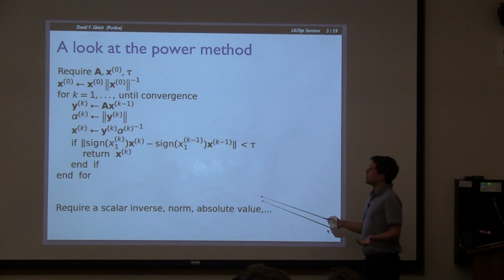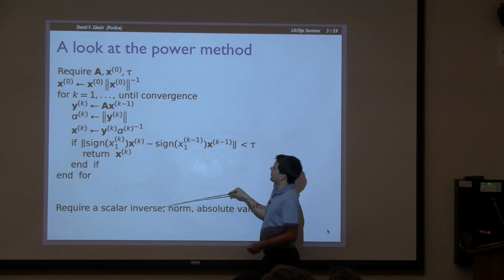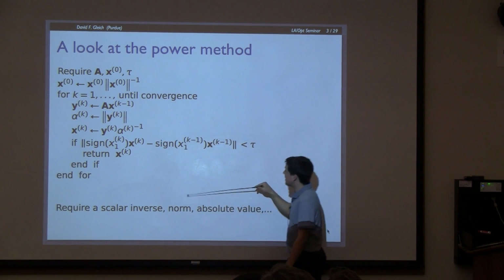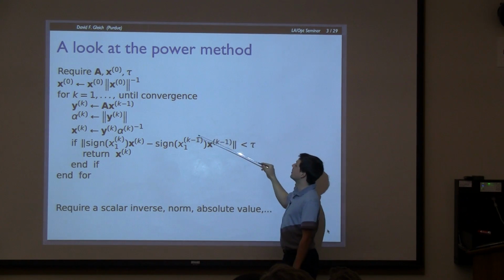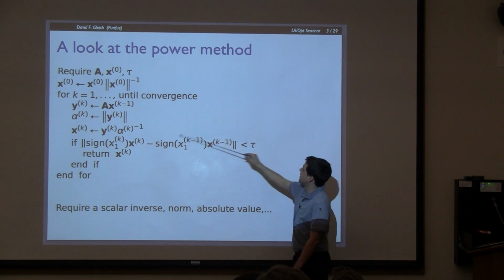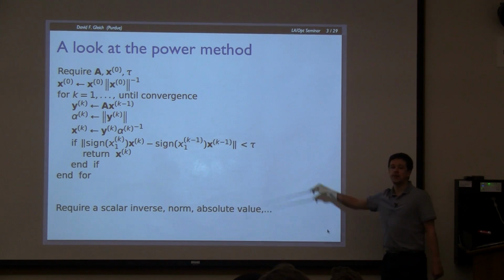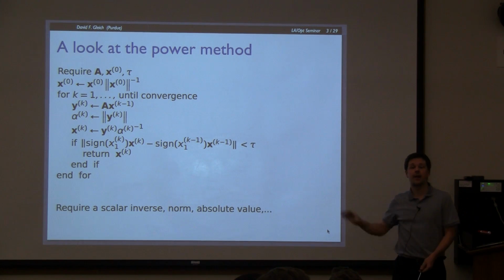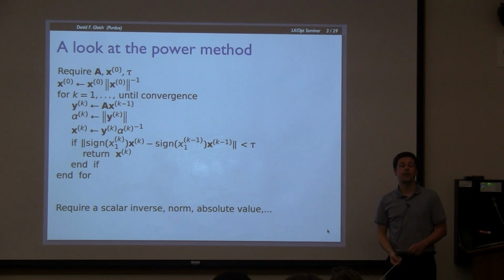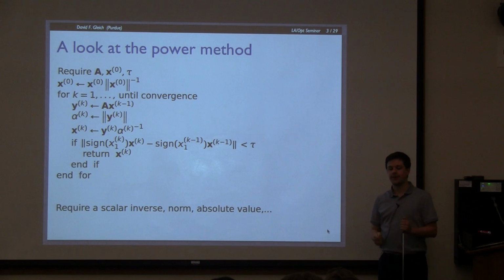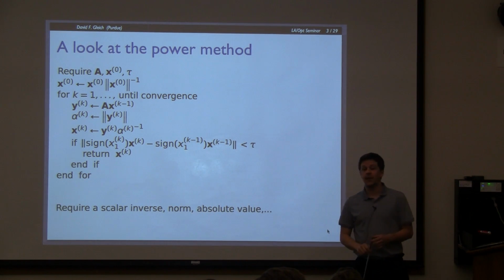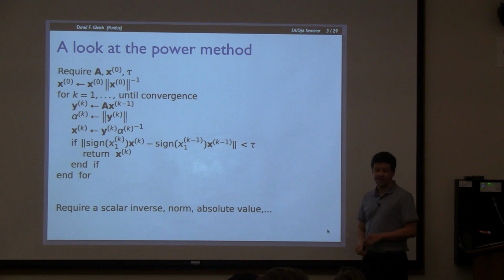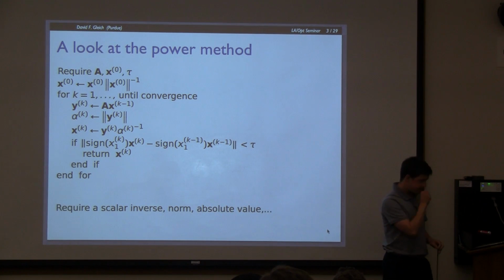All right, so what are the operations we need to do this? Well, we need a scalar inverse, so that's this thing. We need a norm, that's this thing here. And we need this absolute value, which will end up coming out of the sign. So we'll see the relationship between sign and absolute value as they play out here in a second. You basically define sign by dividing a scalar by its absolute value.